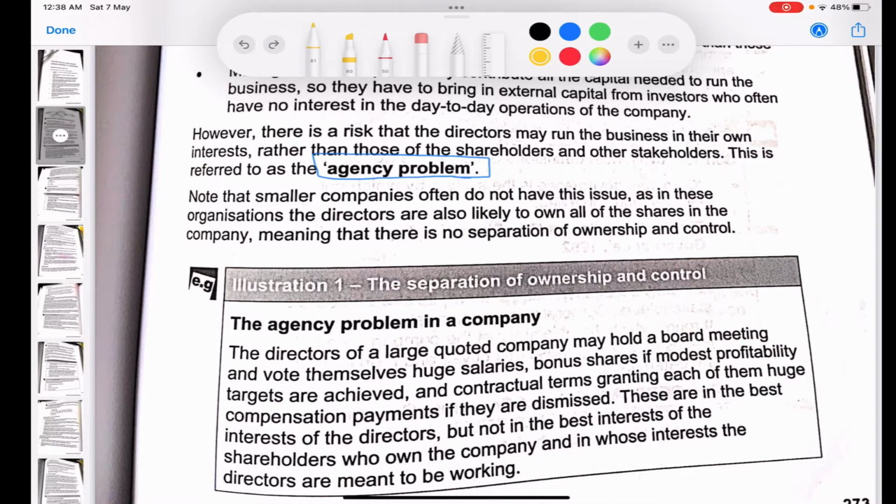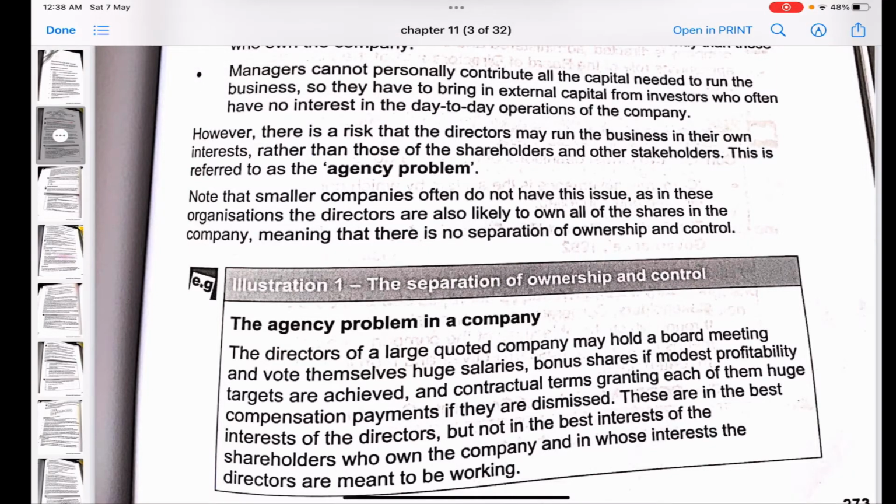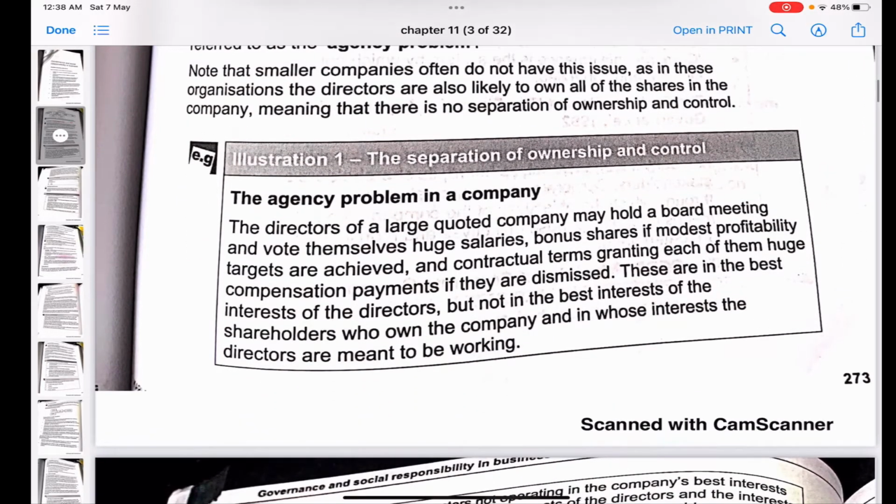There is a risk that the directors may run the business in their own interests rather than those of the shareholders and other stakeholders. This is referred to as the agency problem. Note that smaller companies often do not have this issue, as in these organizations the directors are also likely to own all the shares in the company, meaning that there is no difference between ownership and control. So that's what I told you about the entrepreneurship organization, right?